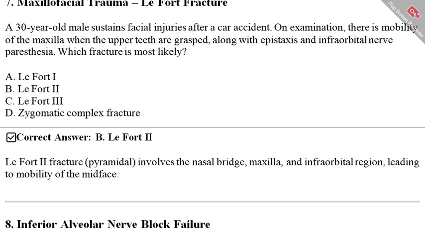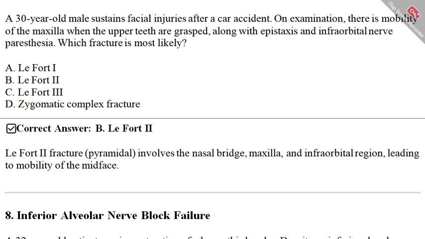These are different types of fracture. You can go and study in more depth. The main purpose is to give you a little touch of these different topics, and the main aim is that you will be able to pass your Prometric in-person view exam. So if you go for option B, Le Fort 2, your option is correct. Le Fort 2 fracture, which is also called pyramidal fracture, involves the nasal bridge, maxilla, and infraorbital region leading to mobility of the midface.